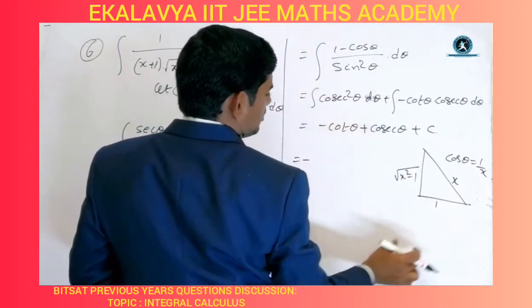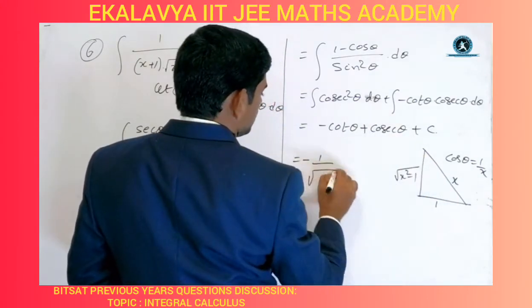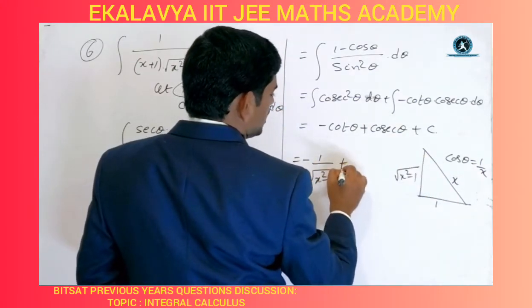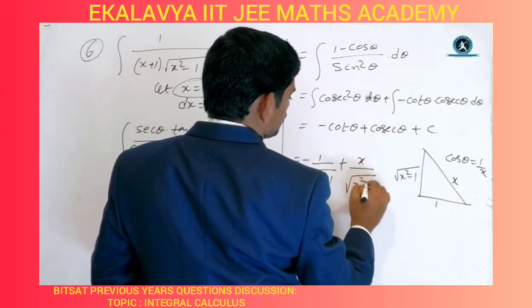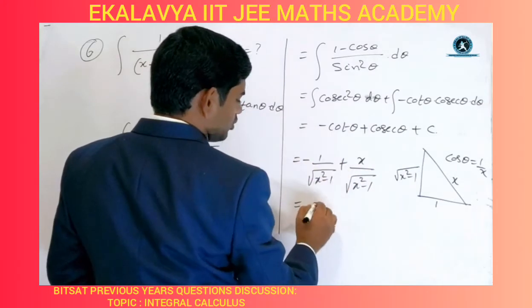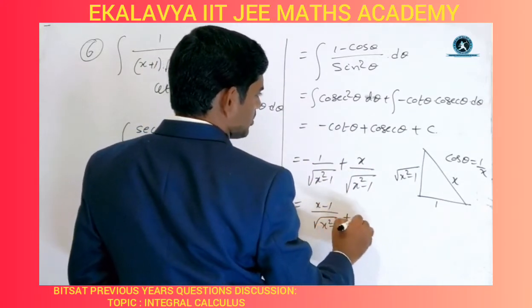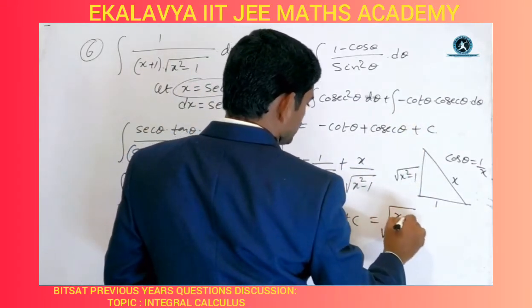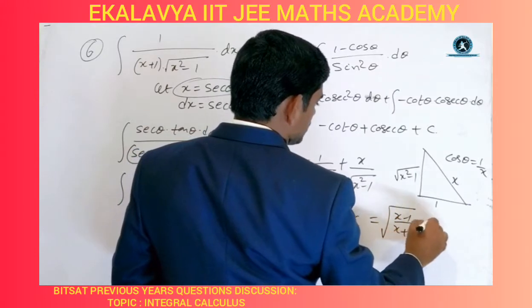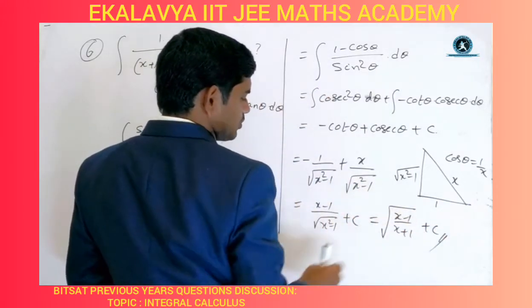cot theta. So cot theta means what? Adjacent side divided by opposite side: 1 upon root of x square minus 1, plus cosecant theta. Cosecant theta we get as x upon square root of x square minus 1. Then finally we get the numerator x minus 1 upon root of x square minus 1, plus c. C is the constant. Then we can also write this as root of (x minus 1 upon x plus 1) plus c.